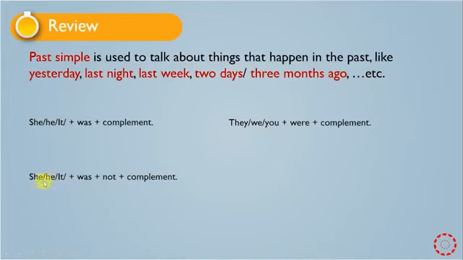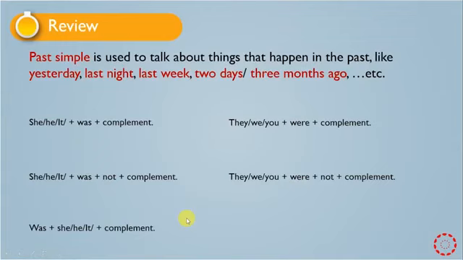And the negative form is we add not to was or were. The subject plus was plus not plus complement, and we can say wasn't, and the subjects plus were plus not plus complement, we can say weren't. And the interrogative form is was plus subject plus complement, or were plus subject plus complement. This is all about past simple with verb to be.